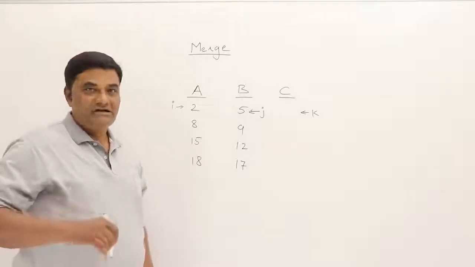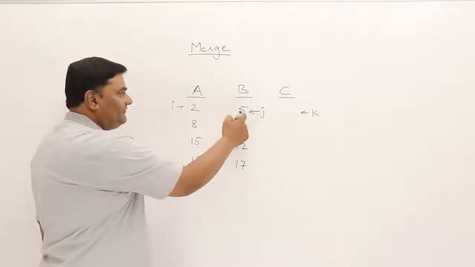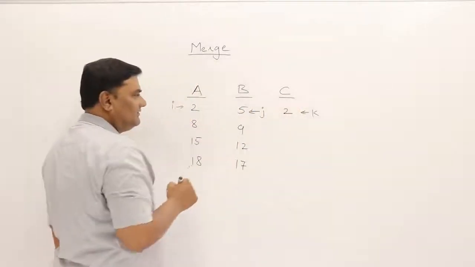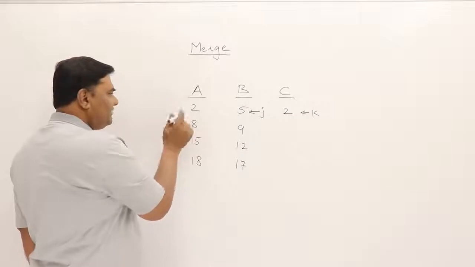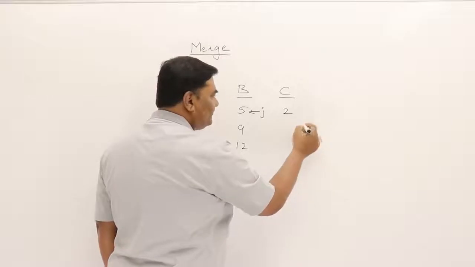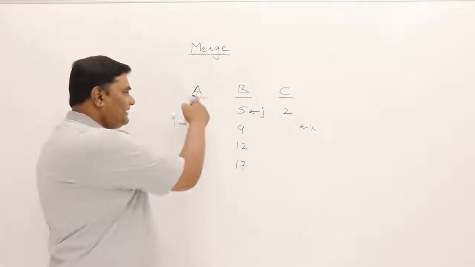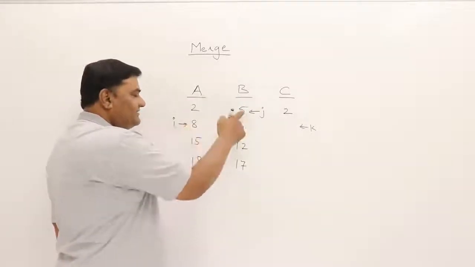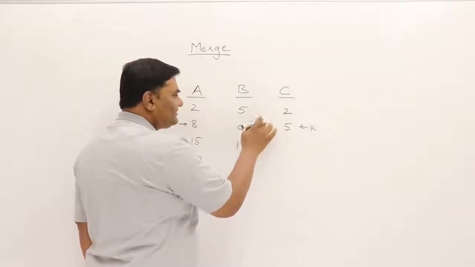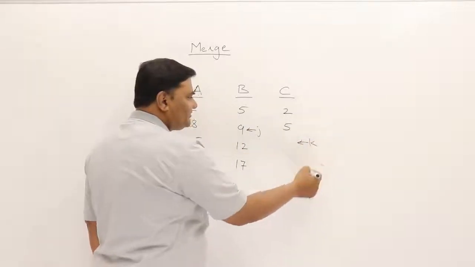Now the procedure starts. The procedure for merging is like this. Compare A of I with B of J. If A of I is smaller, then copy that one here. And the element which is copied, you move the index, and this index also moves to the next location. Now next, compare A of I with B of J. This is smaller than this one, so copy this element and move to the next element here. And here also move to the next free location.